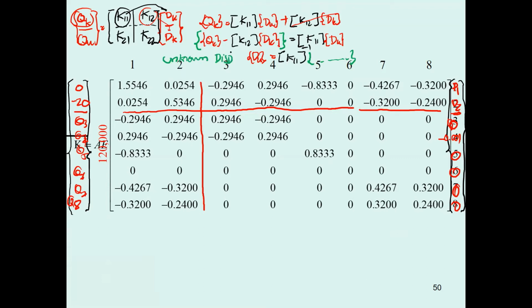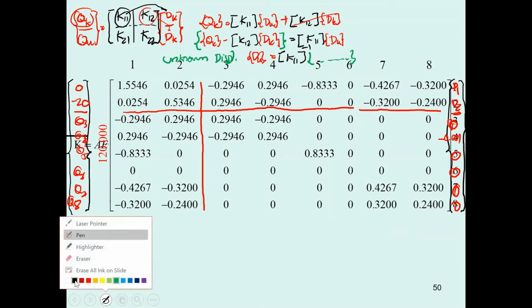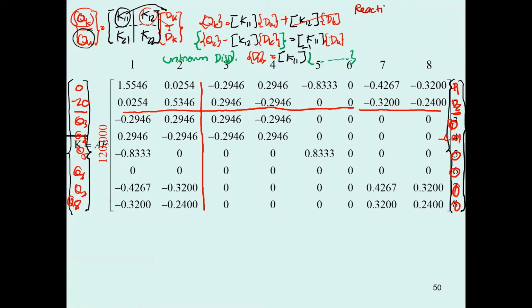Then you may use the second portion, Q sub U, to find the reactions. Q sub U is equal to K21 times D sub U, plus K22 times D sub K. You must be very careful when you calculate D sub U, because if you get the wrong D sub U, this calculation will be wrong also. This is going to be very simple, but it requires matrix manipulation or matrix operation.